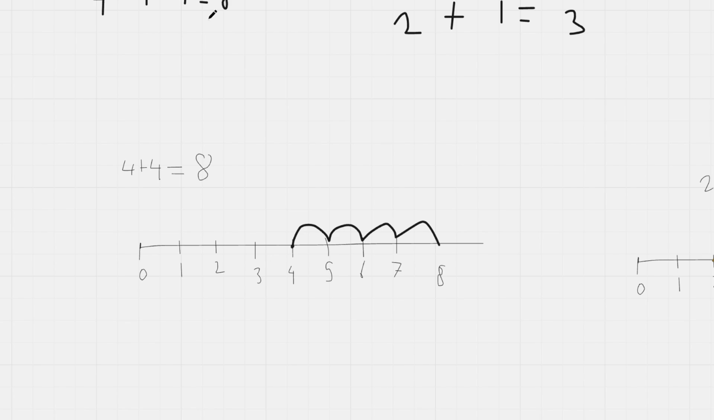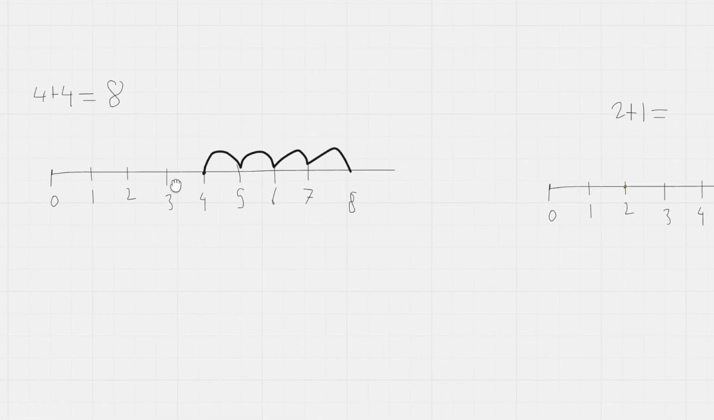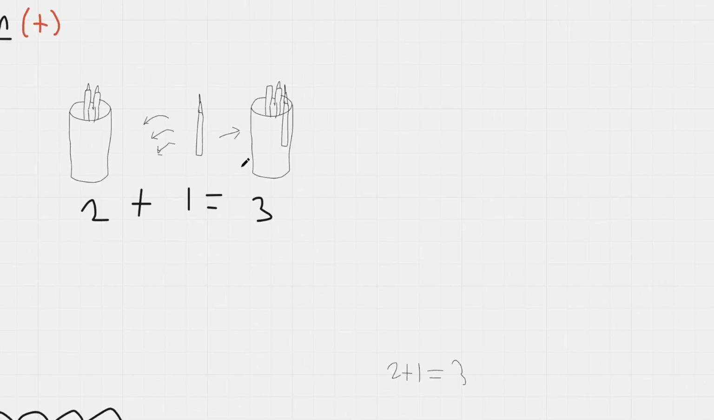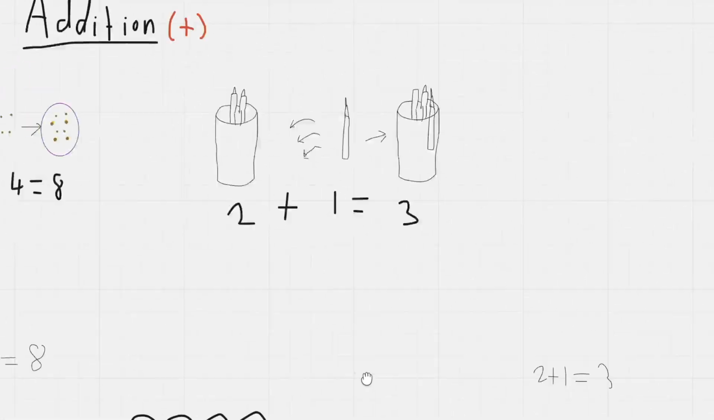Is that the same as this value right here? Yes, it is. Let's try with this problem now. 2 plus 1. So we start with 2 right here on the number line. Then we move to the right by 1 because we're adding 1. And we are left with 3. So 2 plus 1 equals 3 in that case. Is that the same value we got up here? Yes, it is.